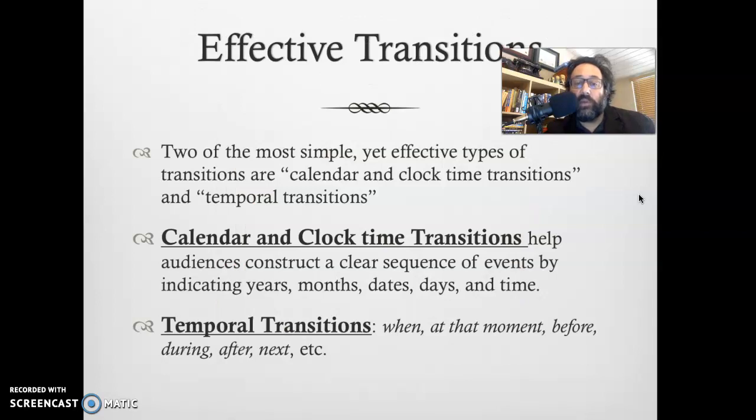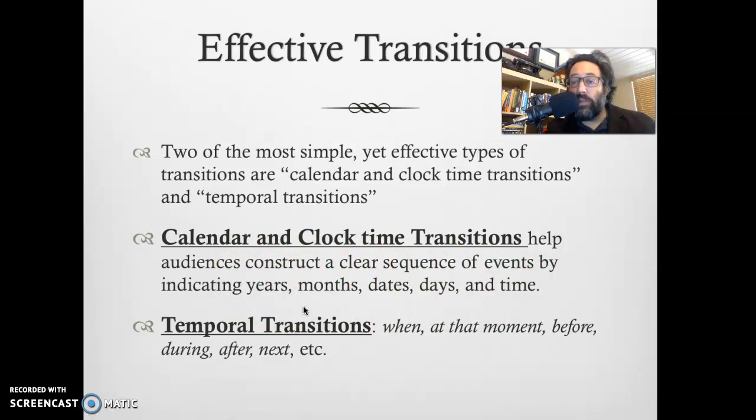There's not much time left. I think we can get to this part here. Another good thing to have in a narrative descriptive essay are calendar clock time transitions and temporal transitions. So basically bigger and smaller transitions. The bigger transitions, calendar clock time, these usually occur at the beginning of each paragraph in each topic sentence. And these would be references to years, months, dates, days, time, basically helping the audience understand where we are in the story as far as time goes.